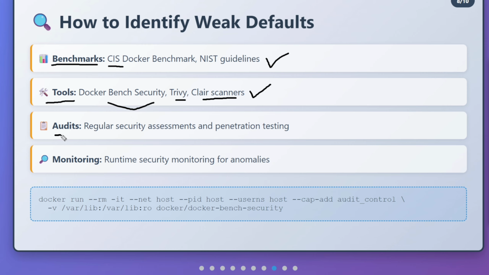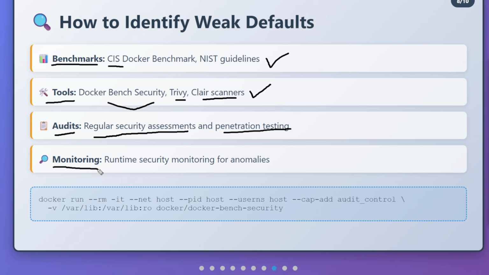With the help of audits also, we can identify weak defaults, and this is achieved with regular security assessments and penetration testing. We need to make sure to schedule audits to review your containers and their associated configurations. And PT, that is penetration testing, helps simulate real world attacks and find the weak spots before attackers can exploit them.